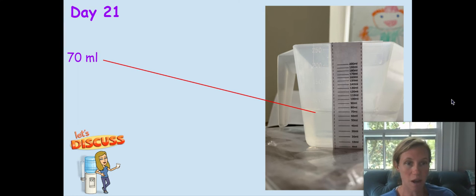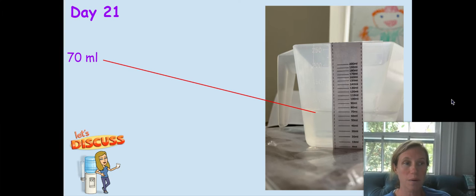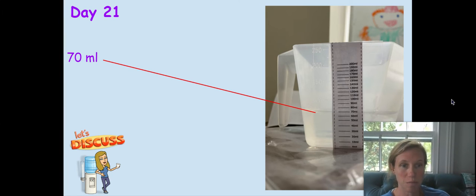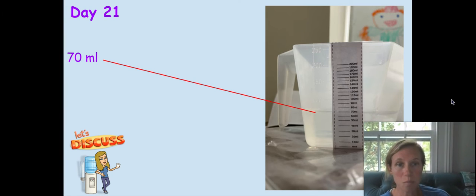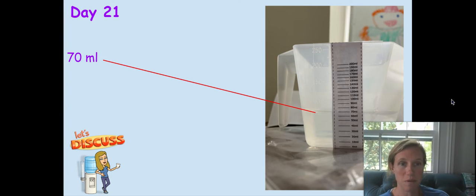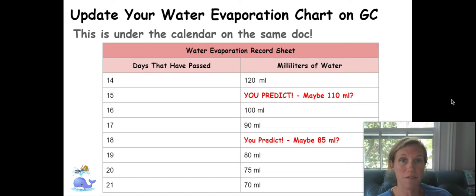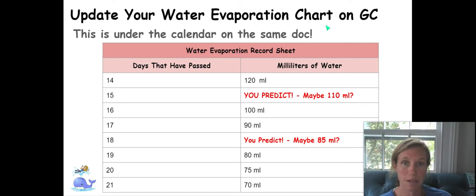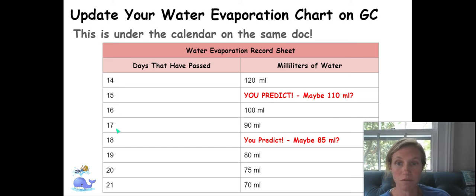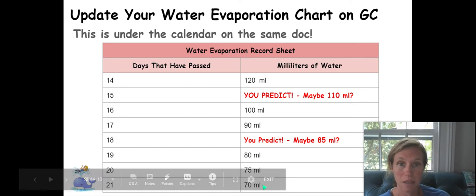Okay, so very interesting now. This is our stopping point. Let's update our graph in our Google Classroom log. So at this point, you might want to pause my video and grab your graph that you've been using, open up Google Classroom, fill in the data, and then we can continue when you're ready. Here is what your water evaporation chart should look like on Google Classroom. Notice I've recorded days 14 through 21.